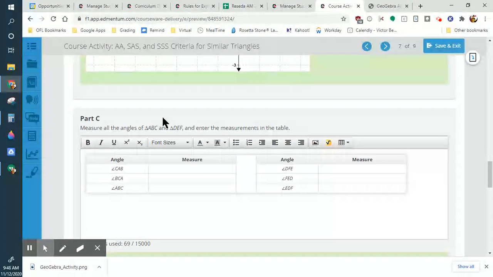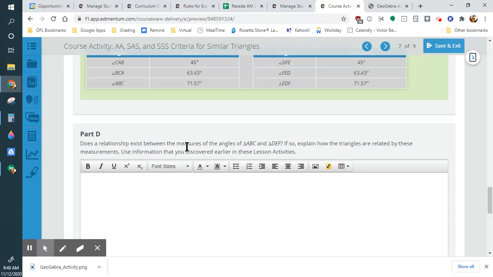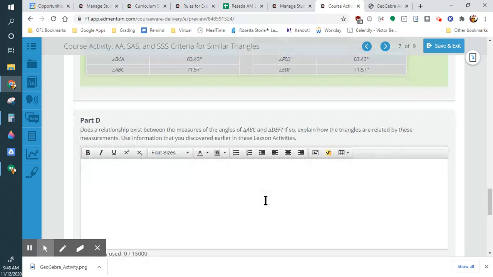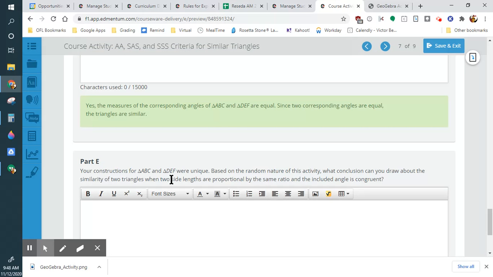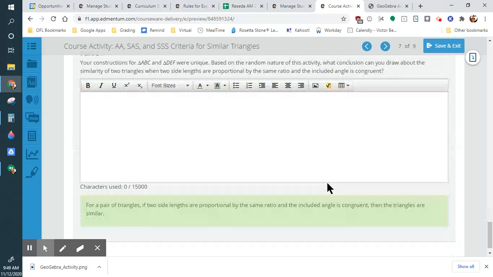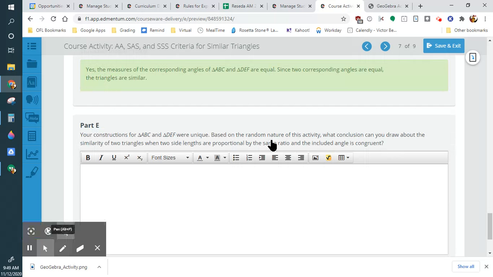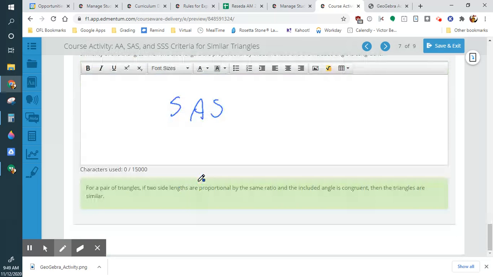Just make sure you're answering the questions correctly, measuring your angles correctly. Does a relationship between that happen? Yes, they're similar because all the angles are the same. Your constructions are unique based off the nature of this. So by having side, angle, side, since this is a very unique situation, is that enough? Well, yeah, because it's kind of random that we would randomly make a congruent triangle or similar triangle. We're not doing congruency anymore.